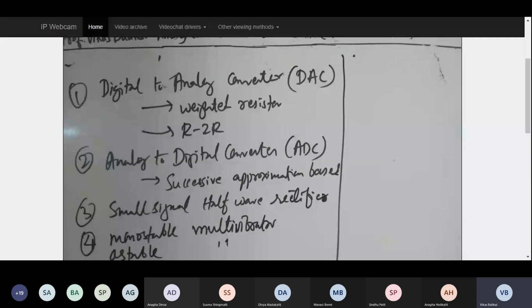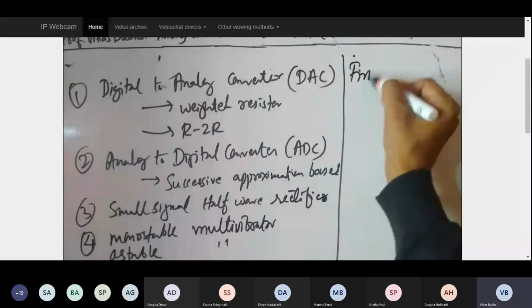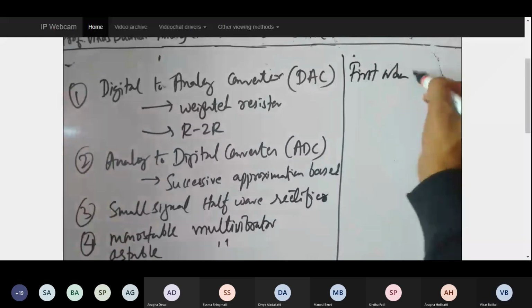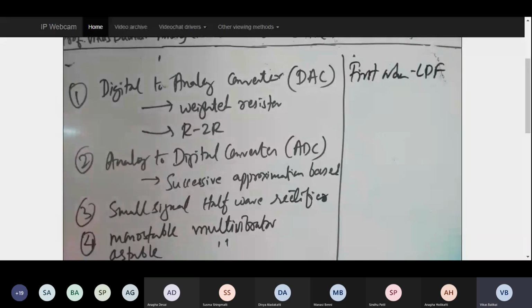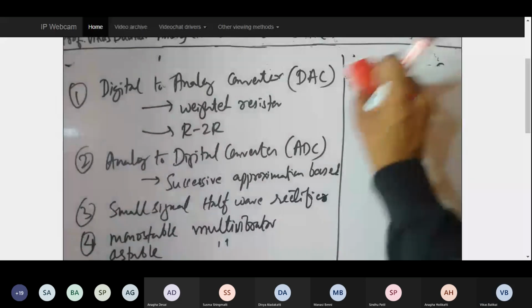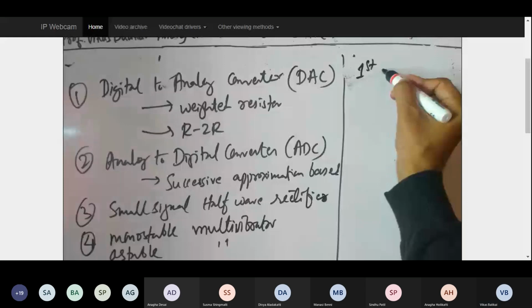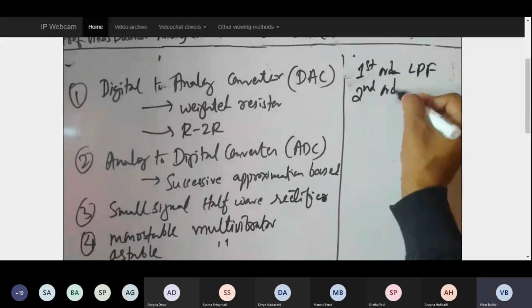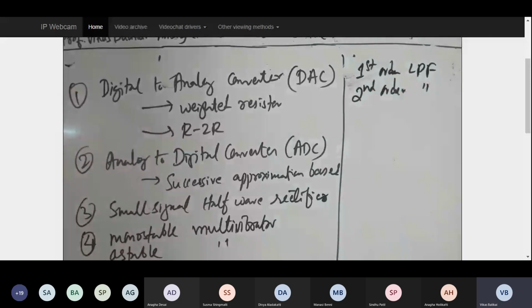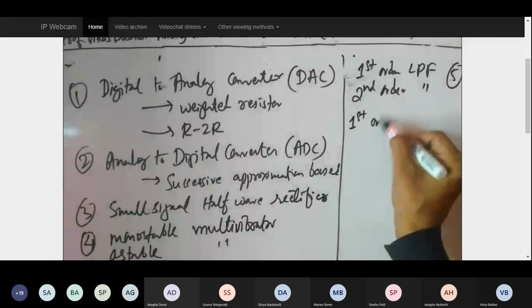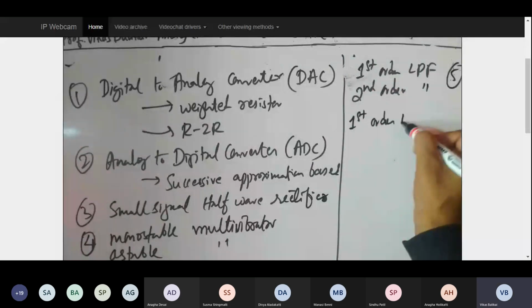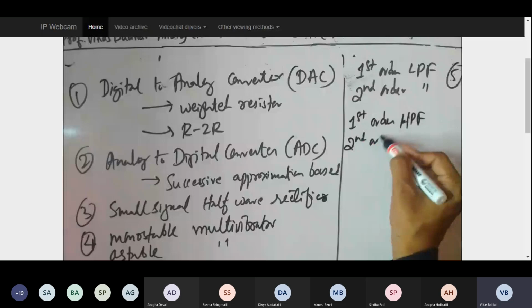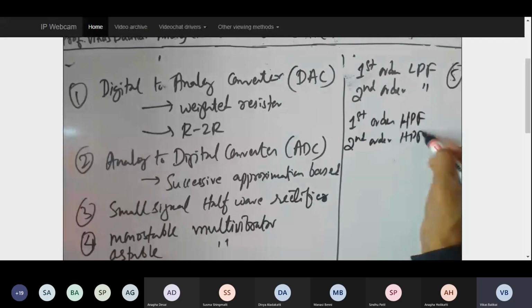And like I was telling, filter concepts, which are nothing but your active filters. First order low pass, so just write it here like this. First order LPF, second order LPF, that is concept number 5. Then first order HPF, that is high pass filter, and then second order HPF, that is concept number 6.